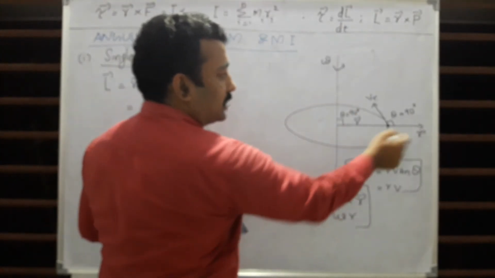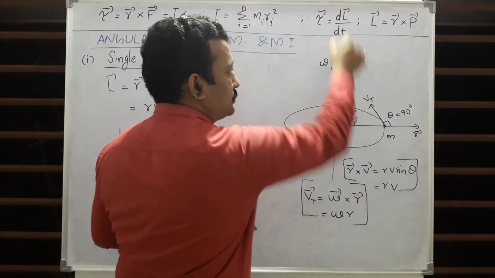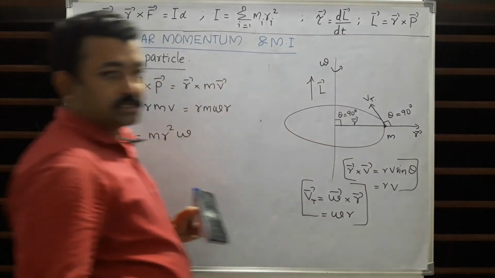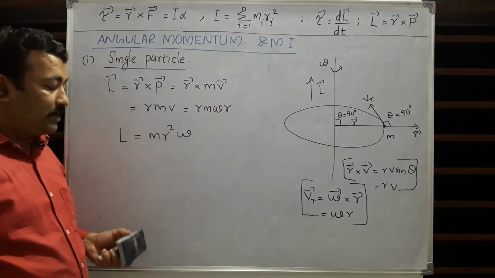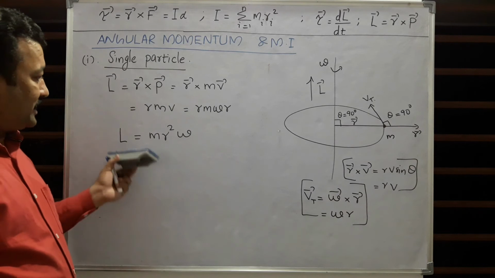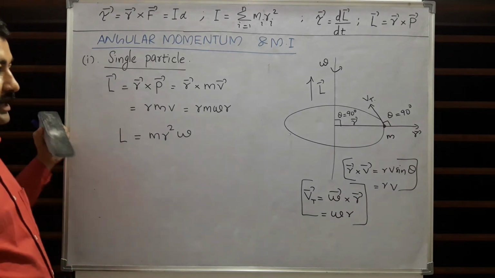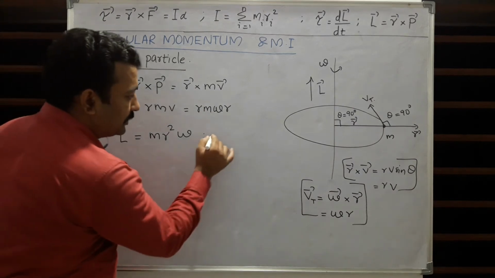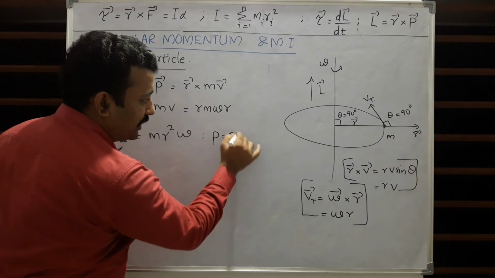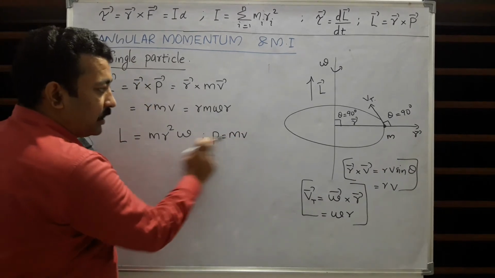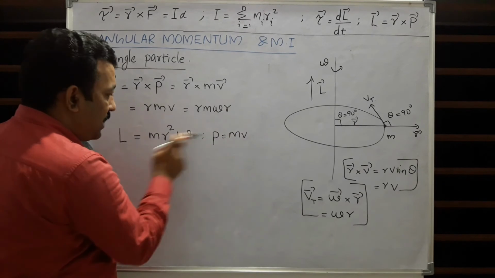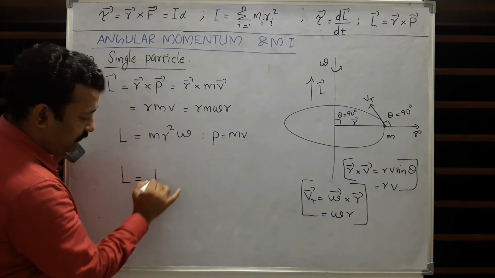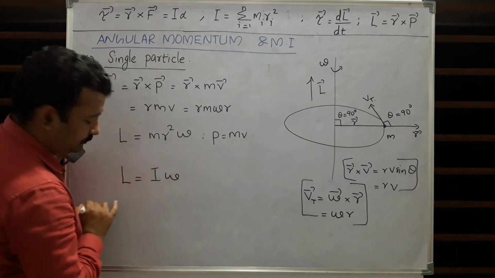That will be r cross p. It's an anti-clockwise rotation, so angular momentum will be along the axis of rotation, along the direction of omega itself. So L is equal to m r square omega gives the expression for angular momentum, and this is very similar to the linear momentum equation, P is equal to mv, with omega in place of v, so m is replaced by m r square. That is nothing but the moment of inertia of a single particle.